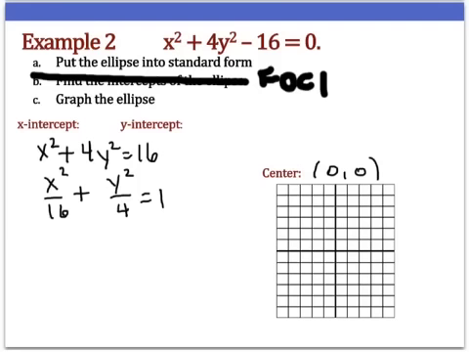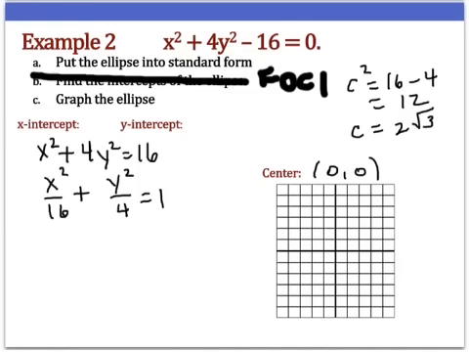So let's start with finding c squared. We're going to subtract our denominators, and that gives us 12 for c squared, which means c is 2 square root 3. And we're going to subtract the 2 square root 3 from our vertex, and we're going to add it.